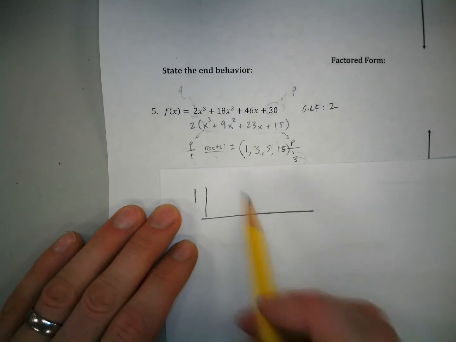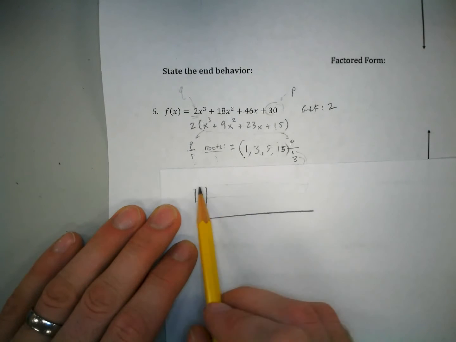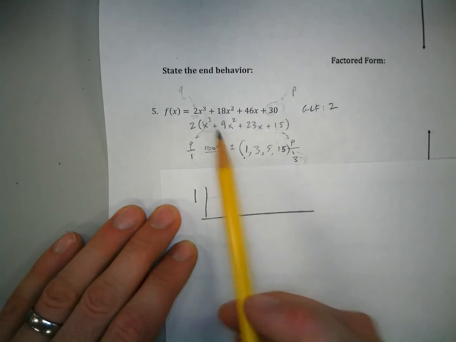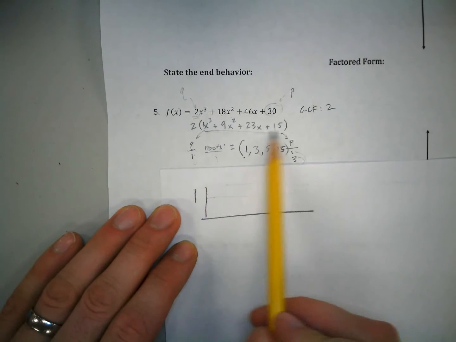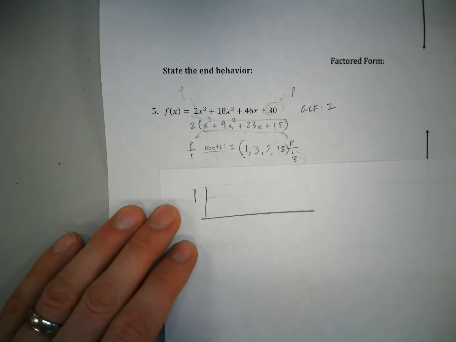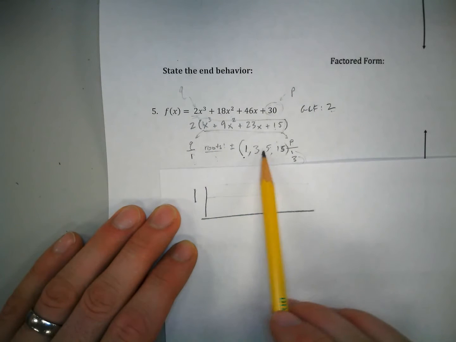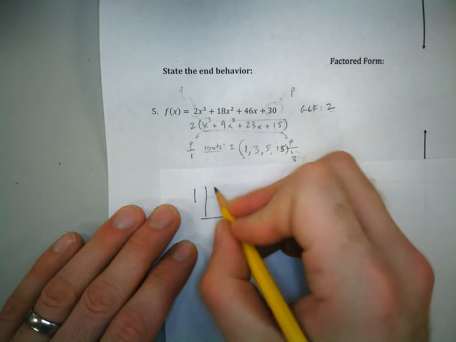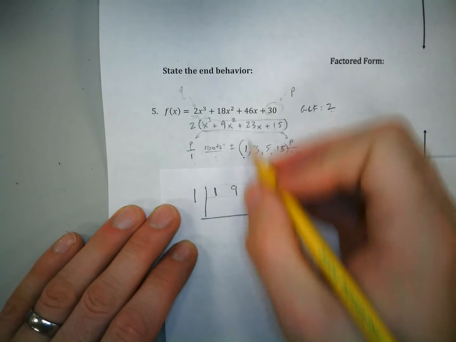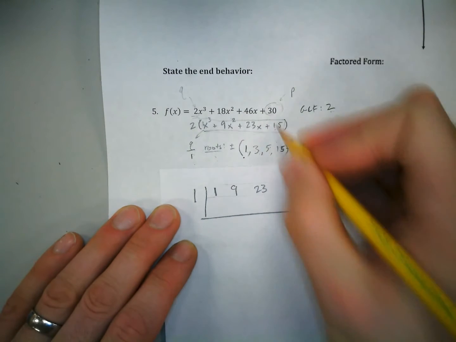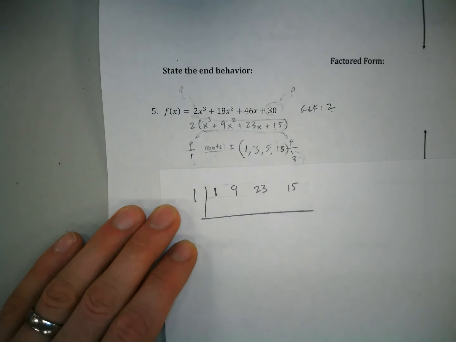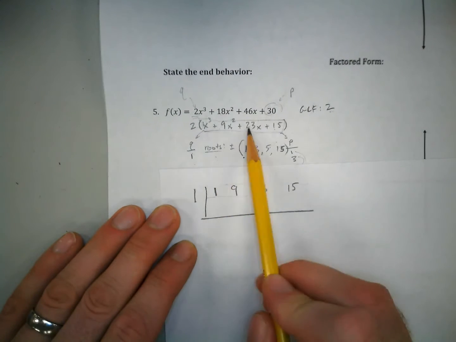Here we go. What goes here are the coefficients. Now, we got to use the coefficients from what was left over after we factored out our greatest common factor, because that's where we took our possible roots from as well. So 1, 9, 23, 15. Those are the coefficients of that quotient that's left over.